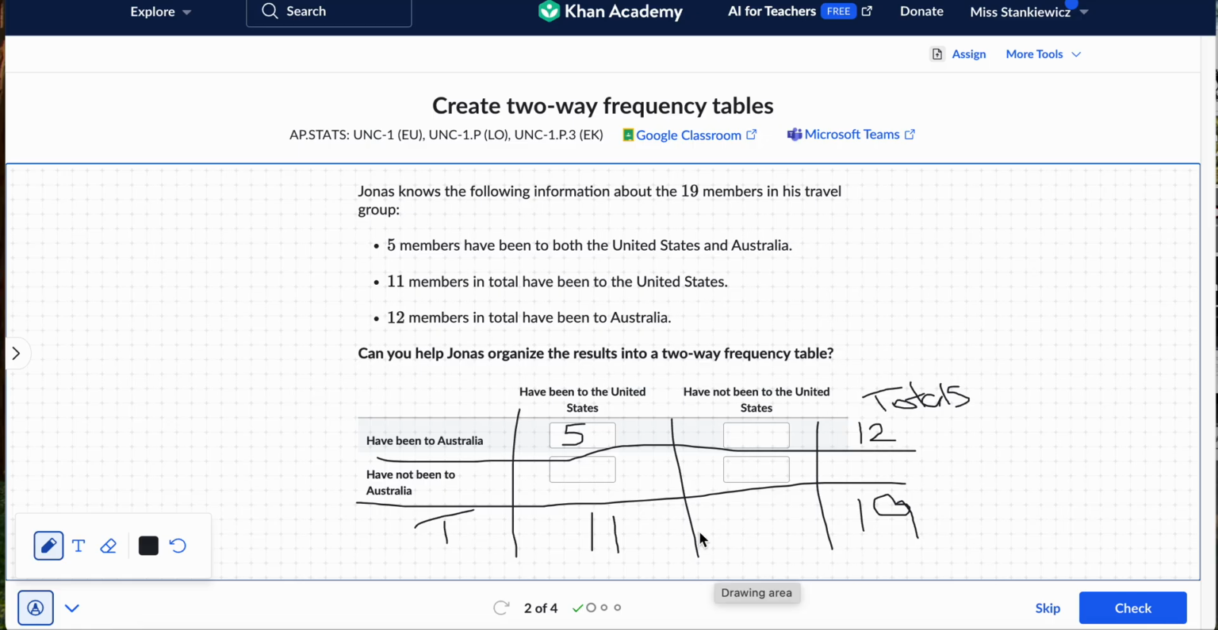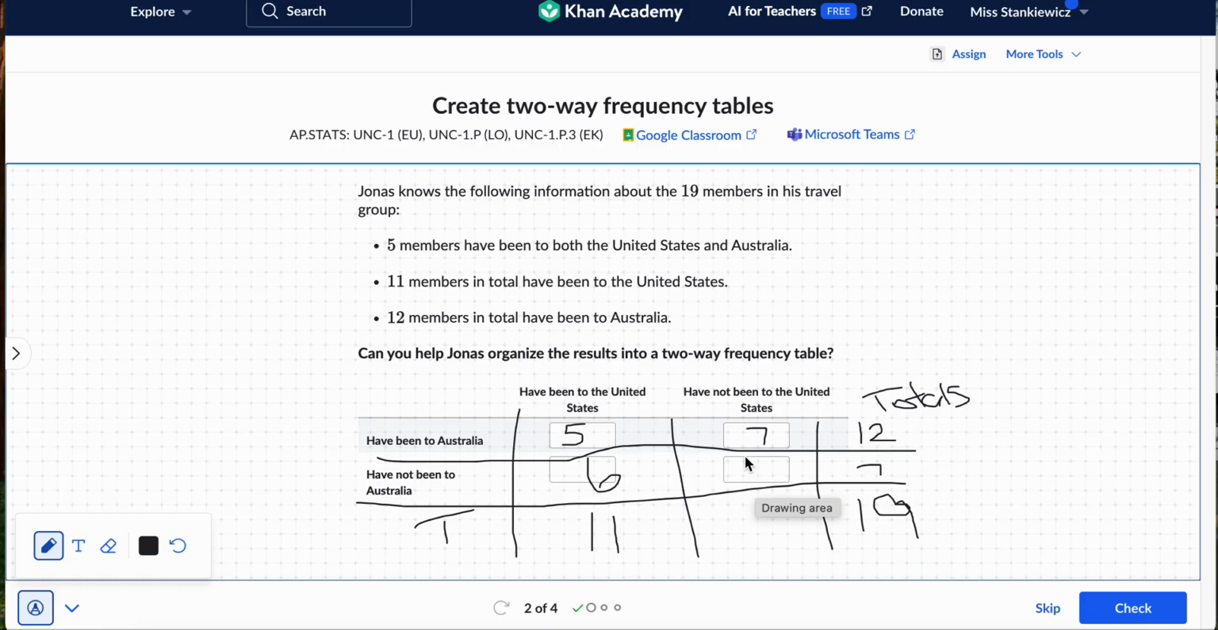Now we can start to fill in our boxes. If 5 went to Australia out of 11 in total, 6 have not. If 5 have been to both and there were 12 total of the Australia trips, 7 goes in that box. Now, I don't know this box yet, but I could figure out some other totals. 19 total people minus the 12, 7.